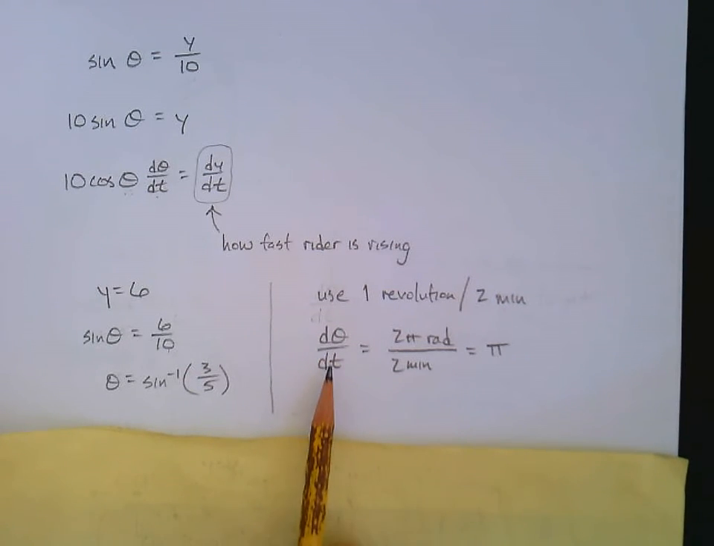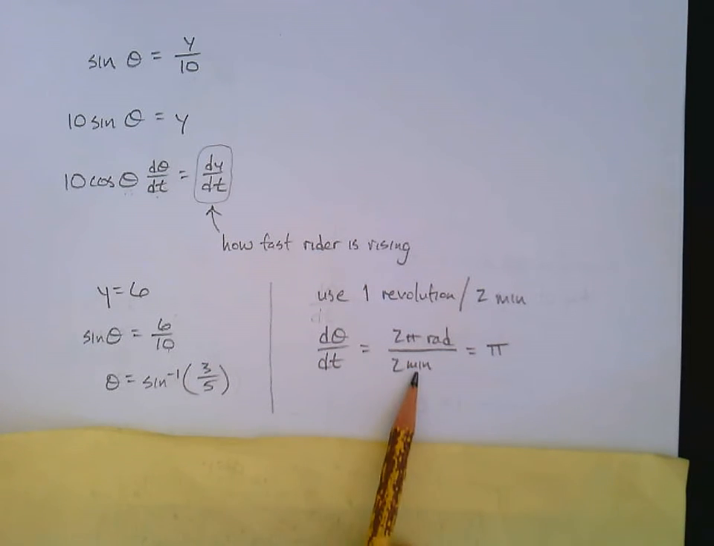So if you think of d theta over dt, that's the revolution, that's the time. So if it goes through 1 revolution, that's 2 pi radians. So it goes through 2 pi radians every 2 minutes. 2 pi over 2. So d theta over dt would reduce, well, just to pi. Pi radians every 1 minute, if you simplify that. How fast the angle is changing.